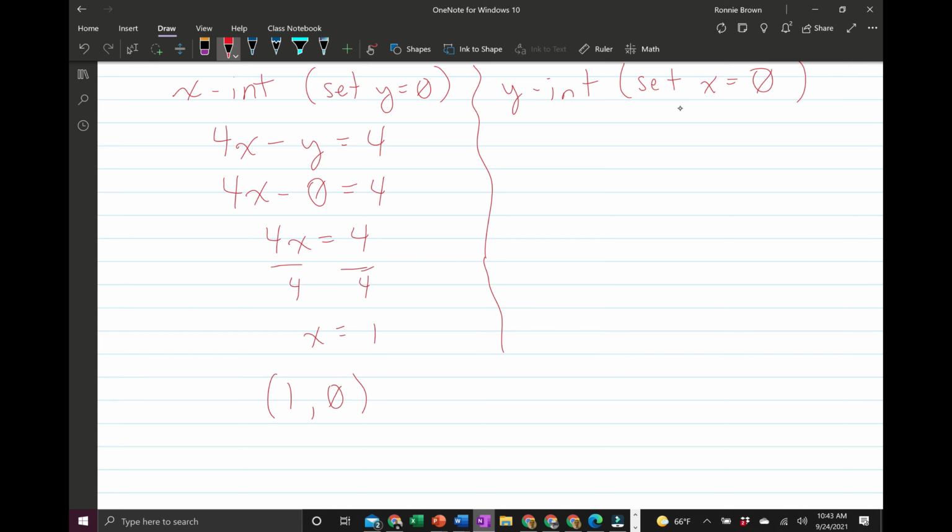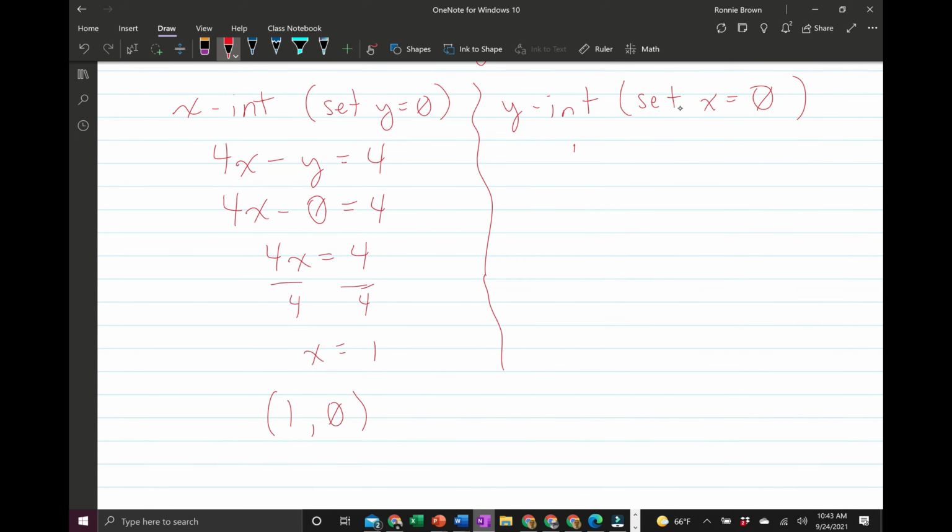And now we're going to go ahead and find the y-intercept. So again, we write the original equation. We set x equal to 0. So 4 times 0 minus y equals 4.